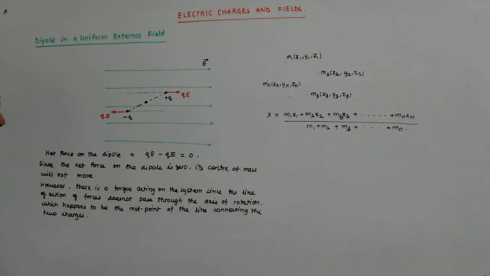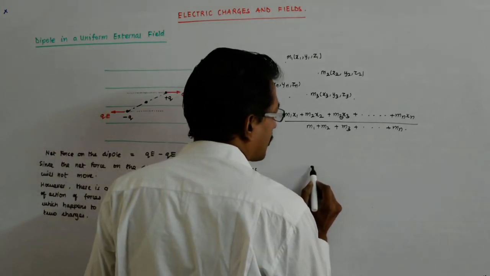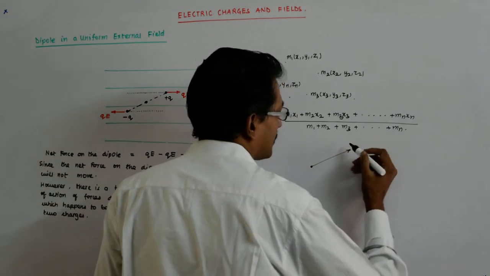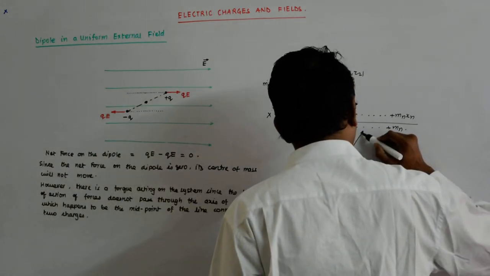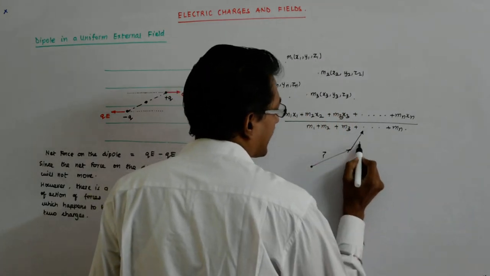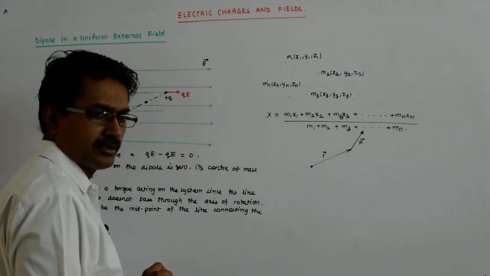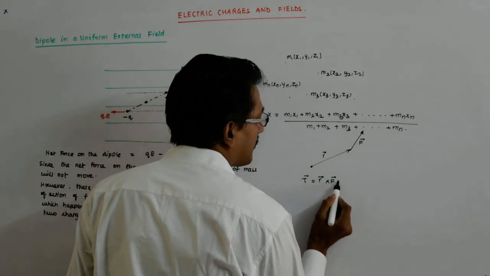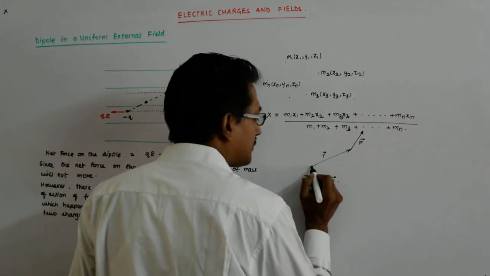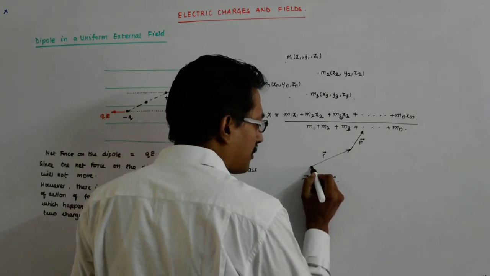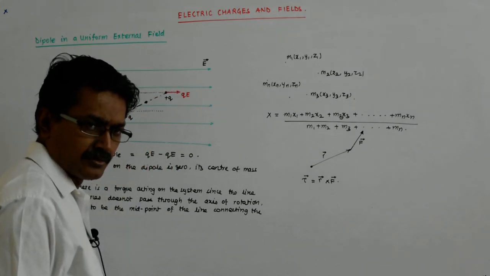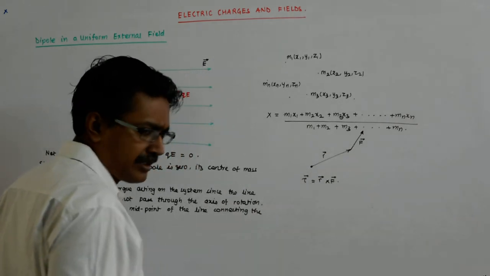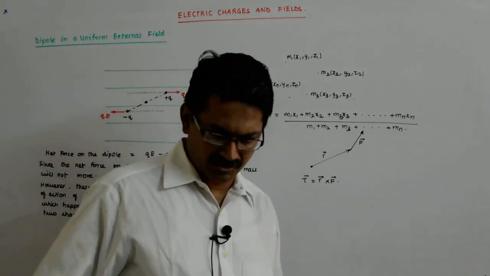Fine. Now, how is the torque defined? If this is your axis and you have applied say some force here, then technically the torque is defined as R cross F, where R is the position vector that connects you from the axis to the point. The tail of this position vector has to be at the axis and the head has to be at the point of application of the force.